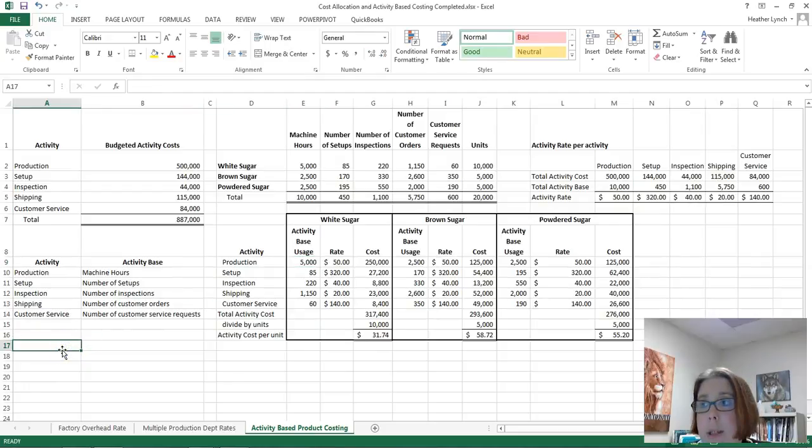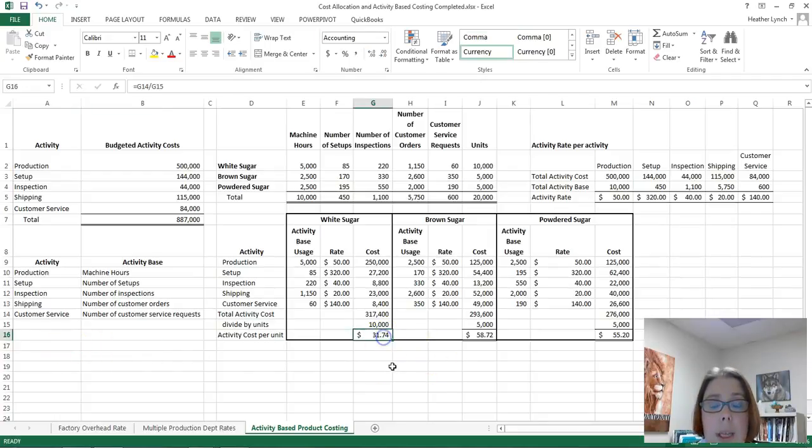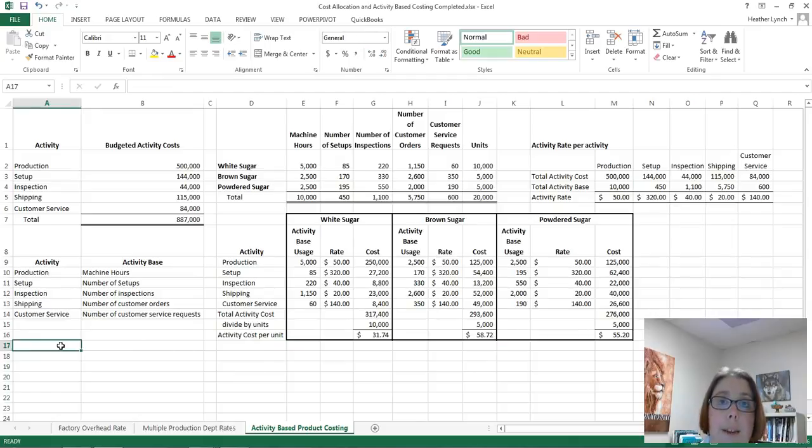Now, activity-based costing is a pretty expensive endeavor to work with, but when you do get the results, you can see that it costs you factory overhead $31.74 per unit, $58.72 per unit, and $55.20. So I hope this has helped with understanding activity-based costing.